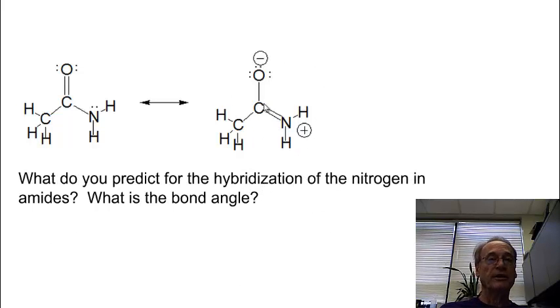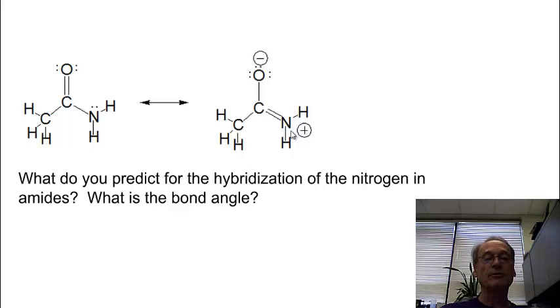Now, here's another important idea about resonance structures, particularly having to do with hybridization. If I ask you to predict what is the hybridization of the nitrogen in an amide, you would look at this structure and you would say, okay, it has 4 groups of electrons around it, therefore it is tetrahedral, and the bond angles should be about 109.5. However, if you look at this one, you'd say, okay, nitrogen has 3 groups of electrons around it, therefore trigonal planar, therefore the angle is 120 degrees.